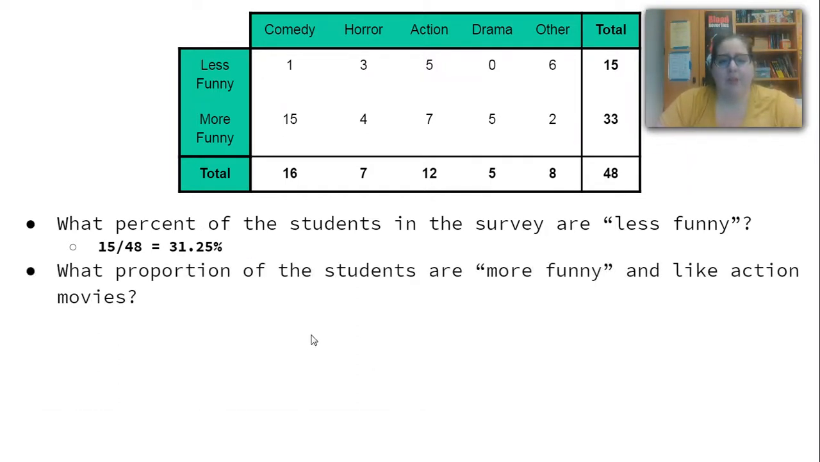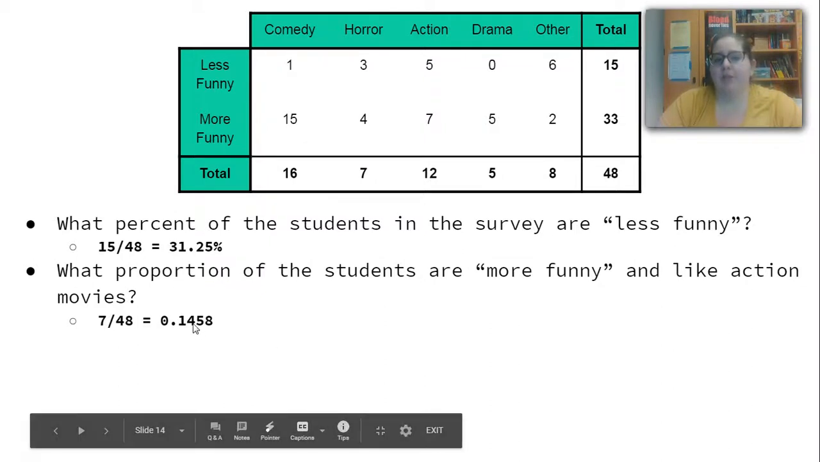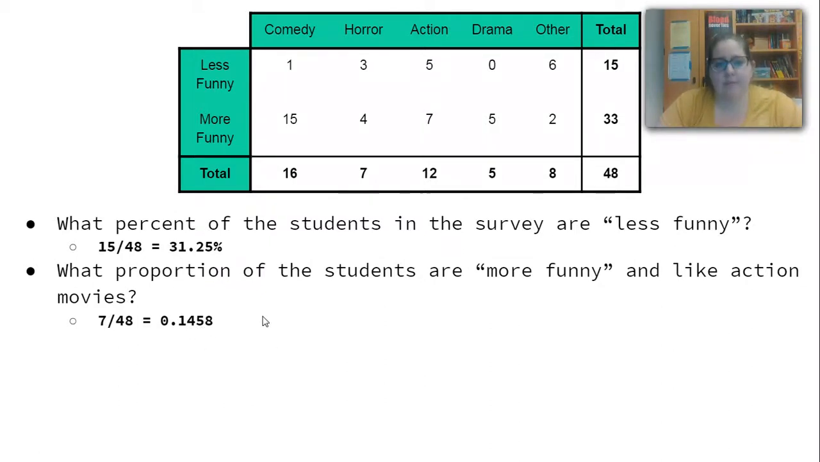If I ask what proportion of the students are more funny and like action movies, I'm looking for an intersection. So more funny and like action movies, that's 7 people out of the 48 total, which is 0.1458. That's what makes it a proportion, that we leave it as the decimal.